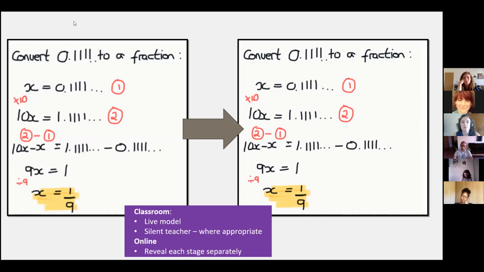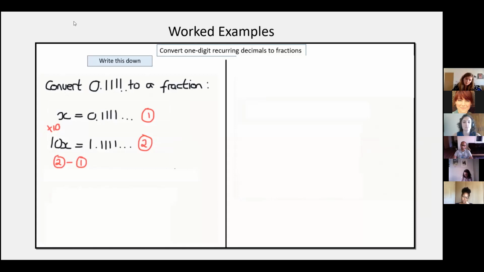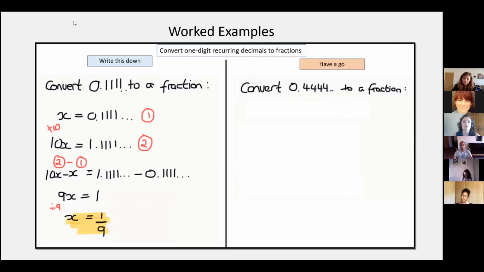Now we can make this even better by doing this, and Mr. Barton loves this method if you've read his books. So you're going to split your page in half, and when you do this, you're going to have two questions on the board. The first one, we're going to do exactly the same way as we've explained when we gradually reveal each part, explaining each step as we go along. If I was in the classroom again, I would have live modelled that. And then I would put a question for the students to complete on the other side.